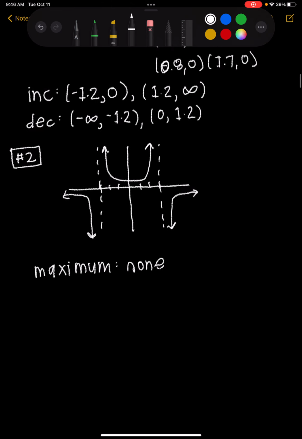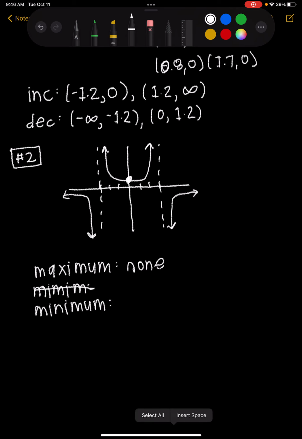All right, then for the minimum, oh my gosh, I cannot spell, obviously. Minimum. We are going to look at this point right here. And that point's the minimum because that is the lowest point on that portion of the graph.